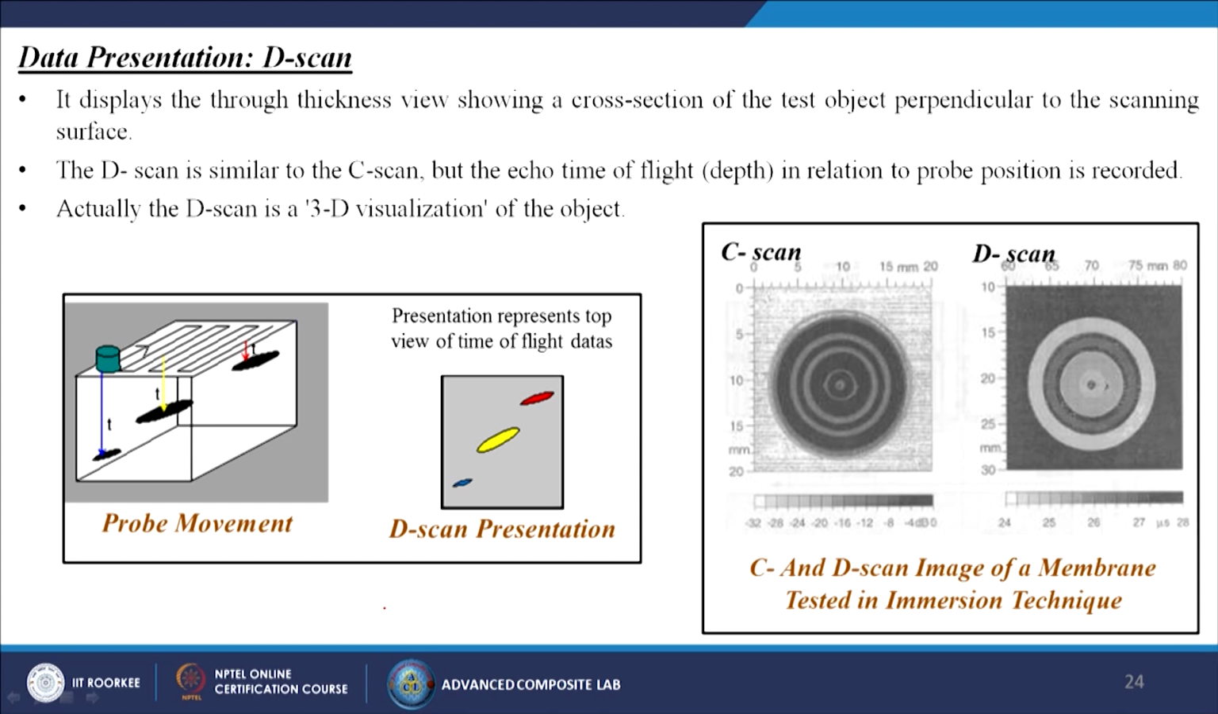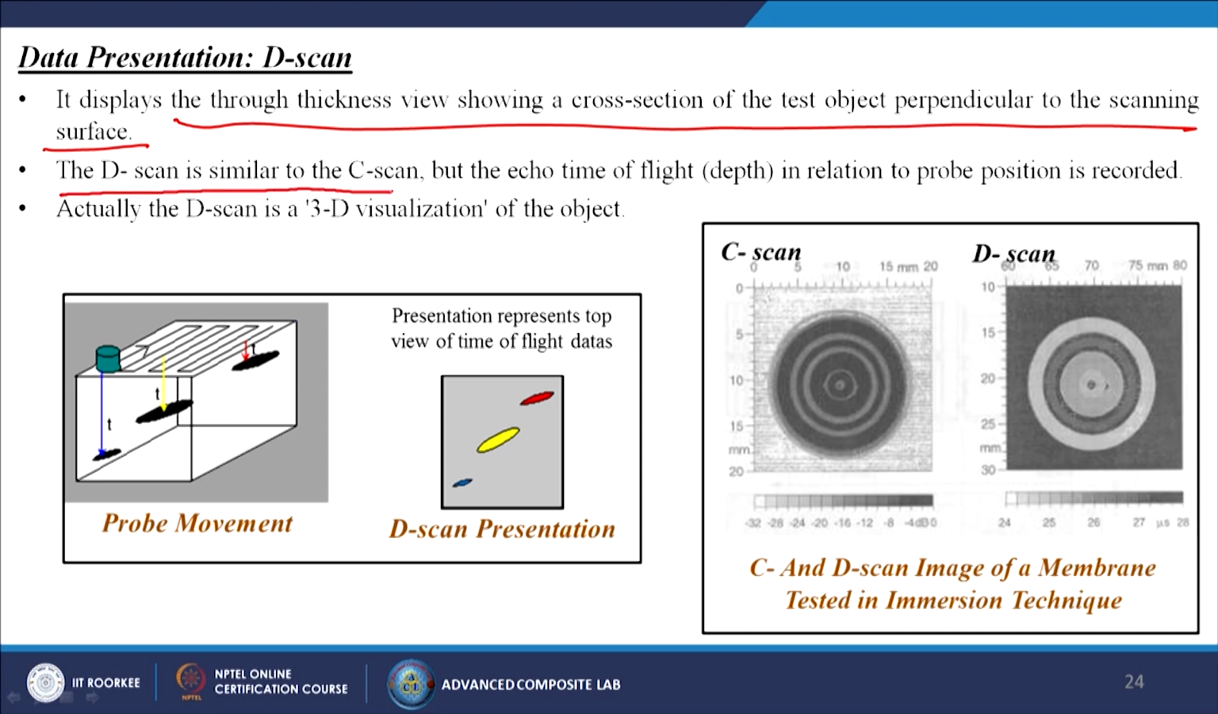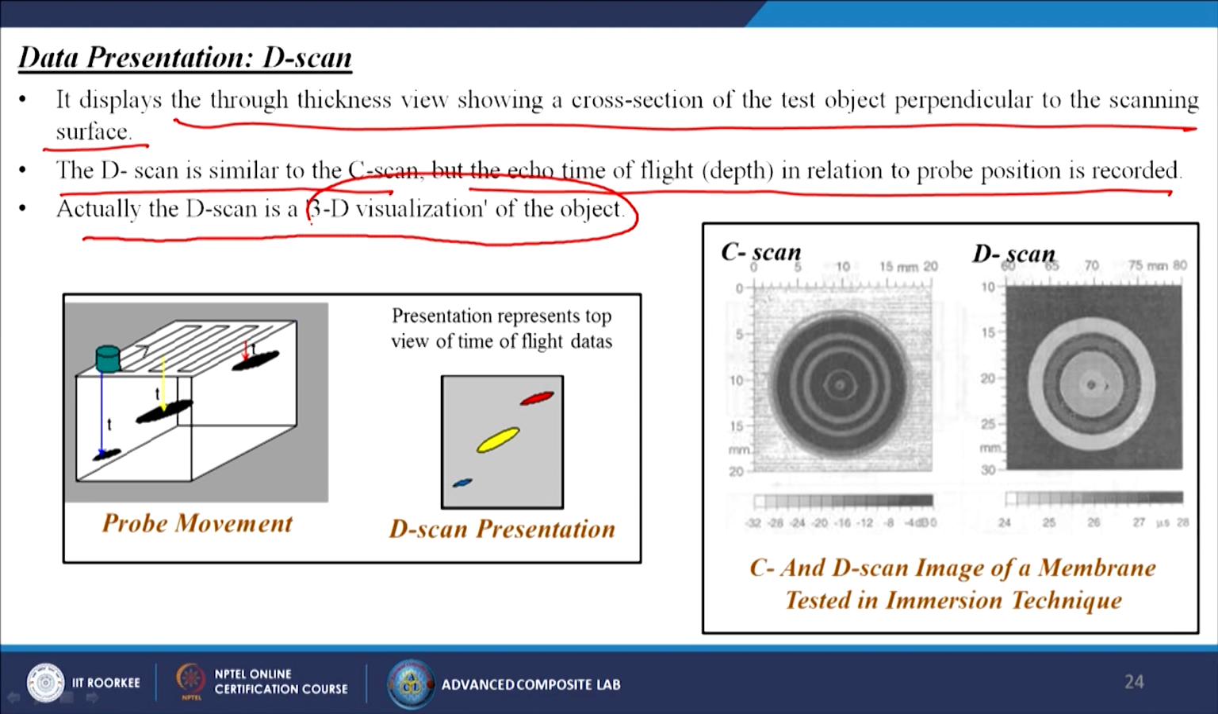Next, we come to the data presentation D scan. It displays the through thickness view showing a cross section of the test object perpendicular to the scanning surface. The D scan is similar to the C scan, but the echo time of flight in relation to the probe positions is recorded. Actually, the D scan is a 3D visualization of the object. So, by this scan type you can get more accurate results.